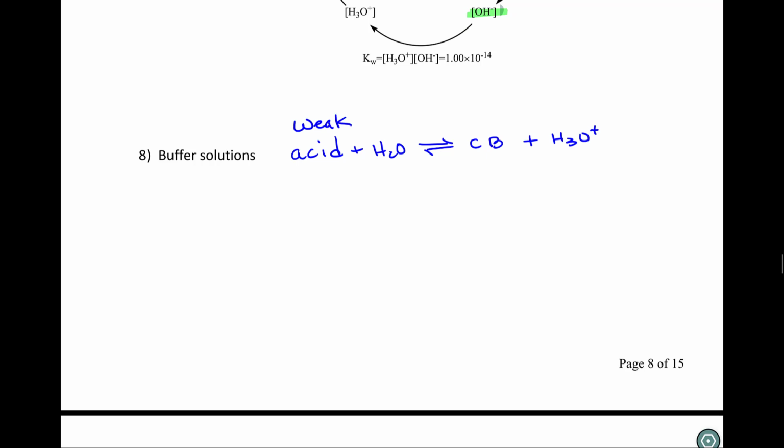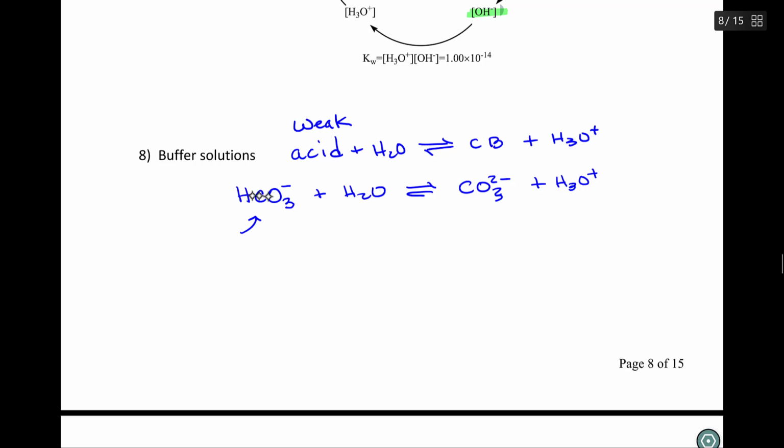So for example, an example of a very important buffer in our bodies is the carbonate bicarbonate buffer system. So HCO3 minus plus H2O makes CO3 2 minus plus H3O plus. So this is a weak acid.